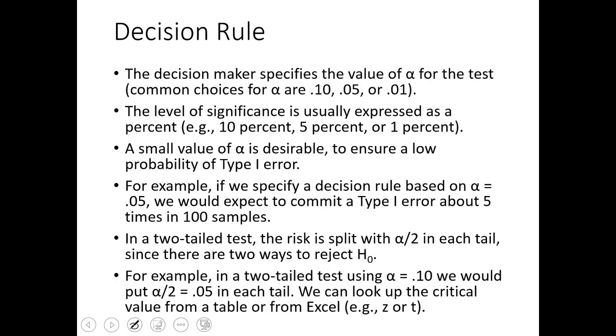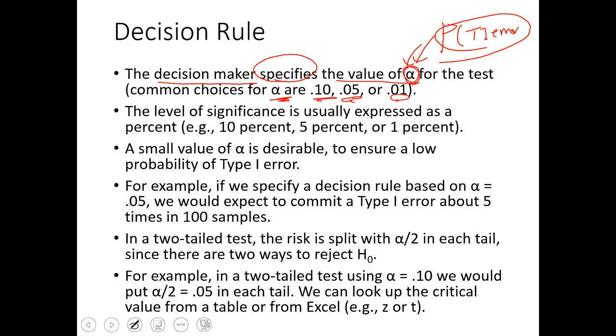Okay? So the decision maker should specify the value of alpha. This alpha is the probability that we have a type 1 error. So the probability of type 1 error is alpha. We decide the level of alpha as 10%, 5%, or 1%, and that is called the level of significance. Level of significance, so it is alpha. Okay.